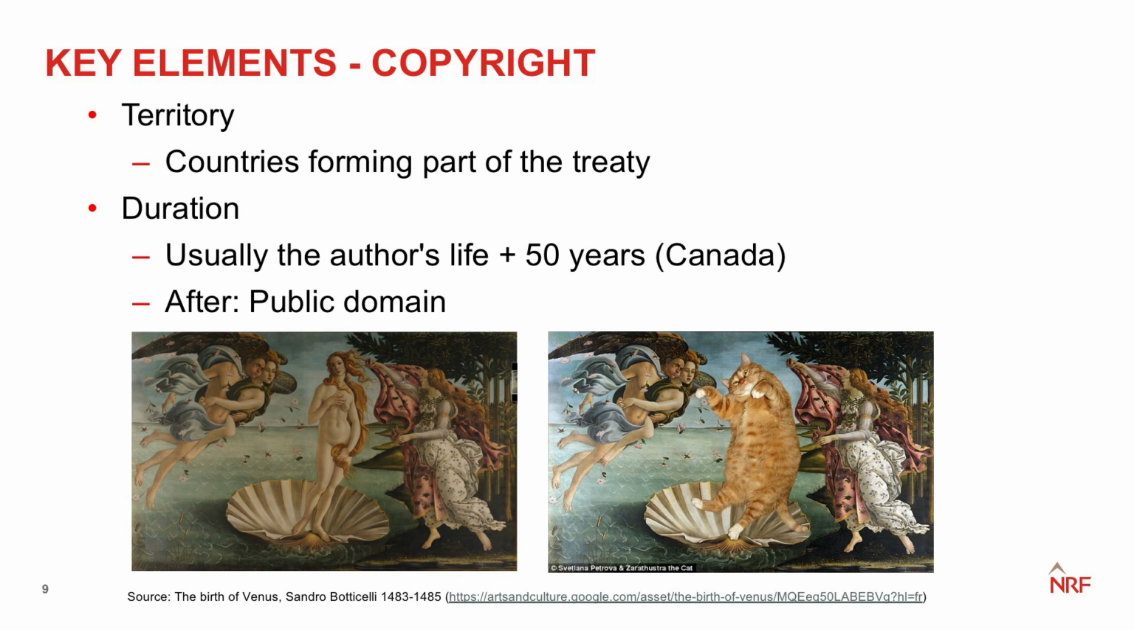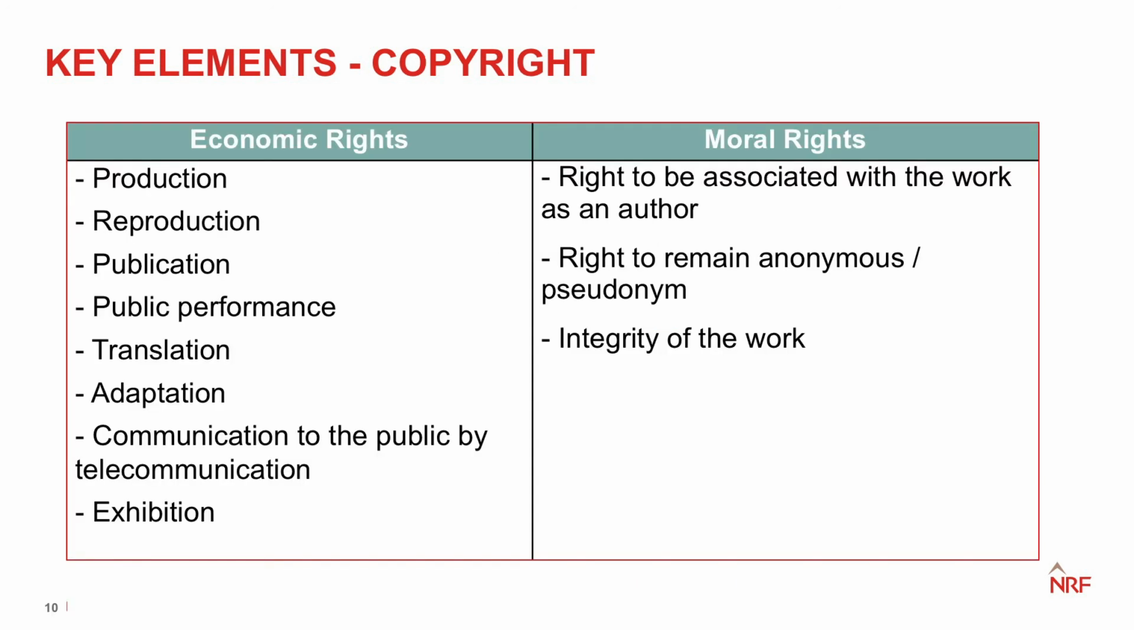So how long does copyright last? Well, in Canada, normally the duration is the author's life plus 50 years. And then you would ask the question, well, what happens once the copyright is expired? Well, at that point, it falls into the public domain, which means that the public can use your work without violating your copyright and making changes to it and copying it.